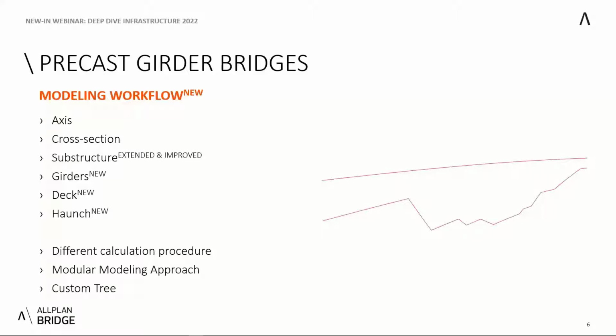All the new features result in a new workflow, and in combination with the existing modeling approach, any geometry of a prefabricated girder bridge can be modeled with ease. Like the original modeling approach, first the axis needs to be generated or imported, and then the geometry of the section can be designed or used from a template.